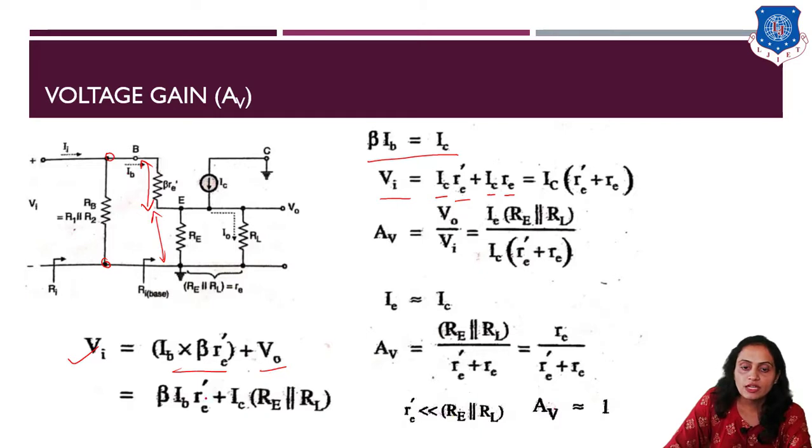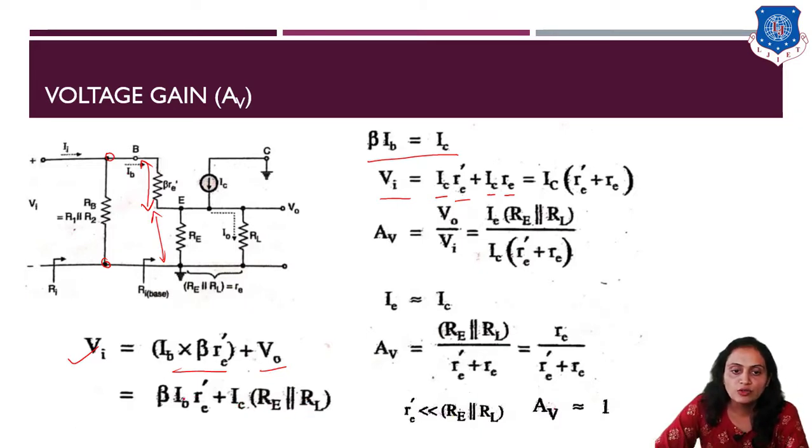Now we will place the value of VO, that is IC into RE parallel RL, and we know that beta IB is IC, so just replace beta IB with IC. So IC into RE dash plus IC into RE. IC is taken common, giving IC into RE dash plus RE.